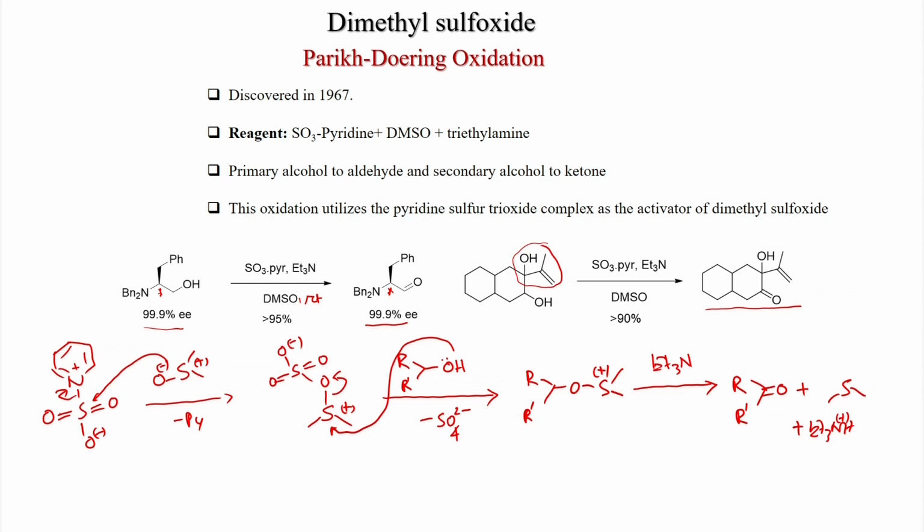So, this is the reaction in all cases: an electrophilic sulfur species will be generated, and then the alcohol will react, and after elimination and formation of dimethyl sulfide you get the aldehyde or ketone.